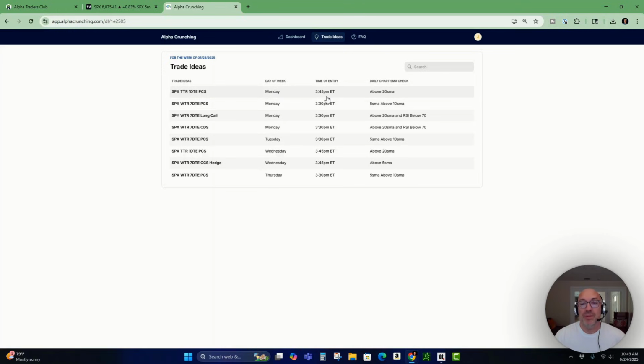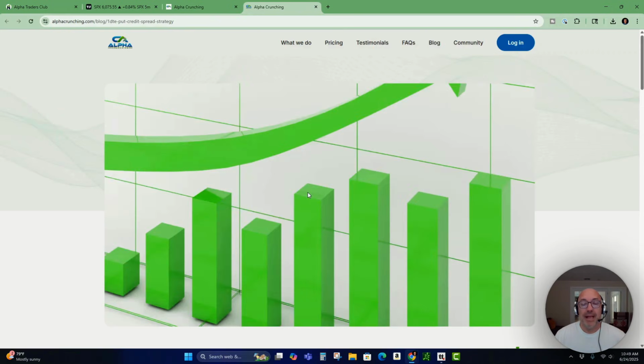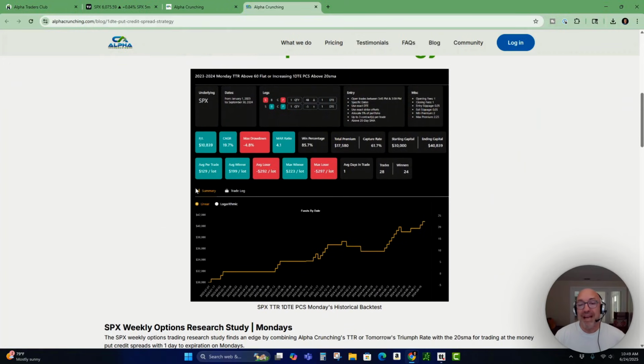The trade was taken at 3:45 p.m. as long as we're above the 20-day moving average, in which we were. And if you click on each of these trades, they'll give you more details about the trade and actually send you to an article that shows you the back test for this trade. Now, this particular one-day to expiration put credit spread over the last couple of years has an 85% win rate. We can see there are periods of time where it doesn't trade. There are periods of time where it does trade. And so it's got a little bit of a choppy P&L curve, but the chop is to the upside, basically. So that's all the information about that trade.